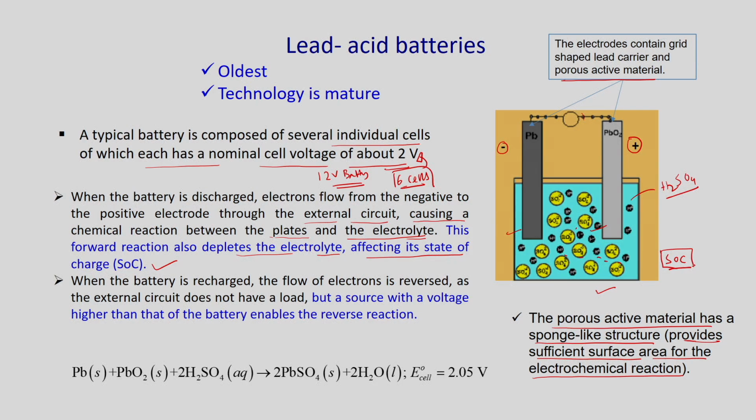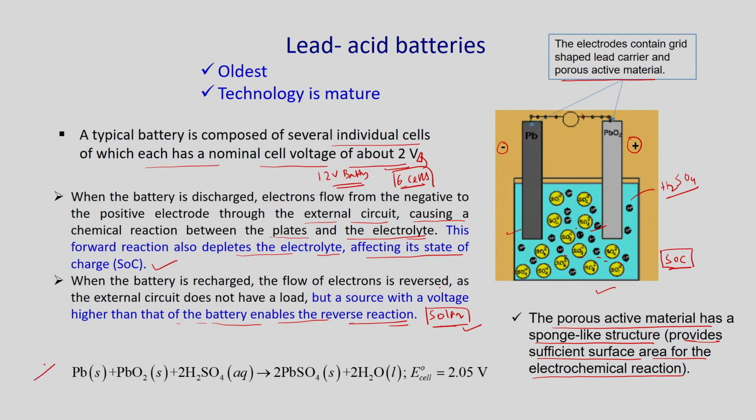Okay. And when the battery is recharged, the flow of electrons is reversed, of course, as the external circuit does not have a load, okay, but a source with a voltage higher than that of the battery enables the reverse reaction. Okay. So, this external source is nothing but a solar source. Okay. So, this is also known as a solar battery, because lead acid batteries are used in solar research.